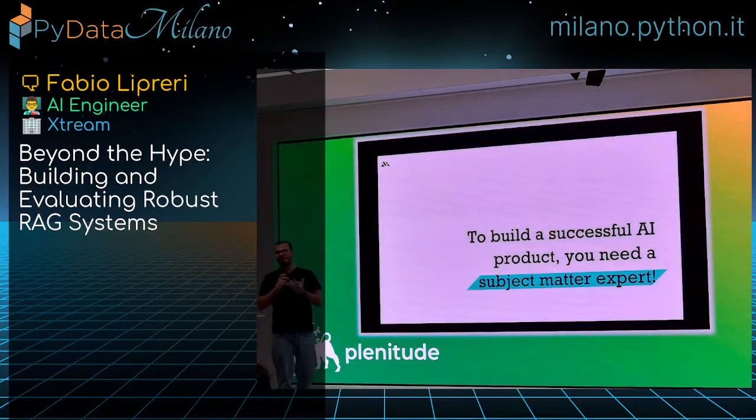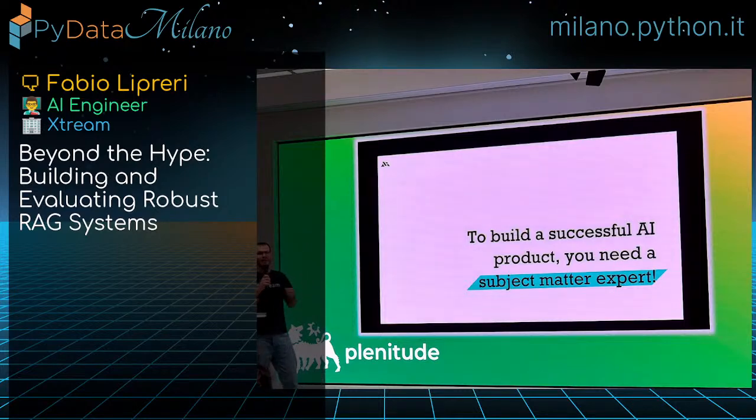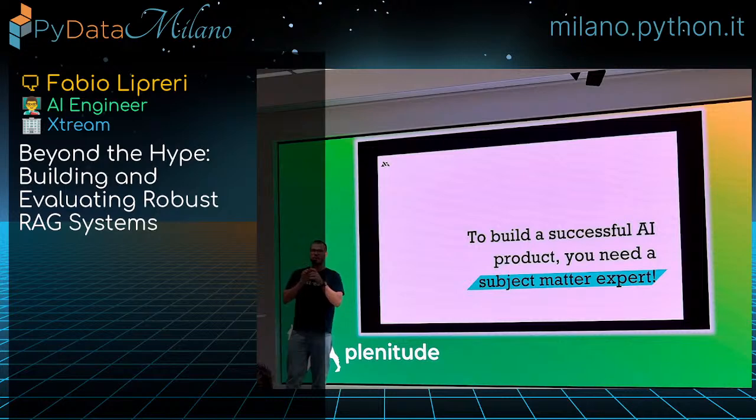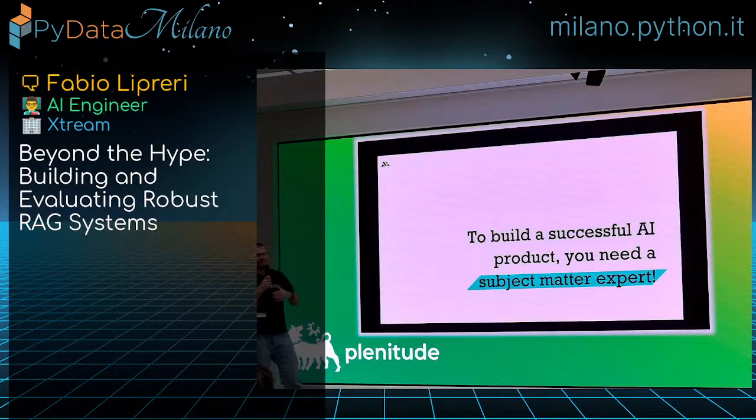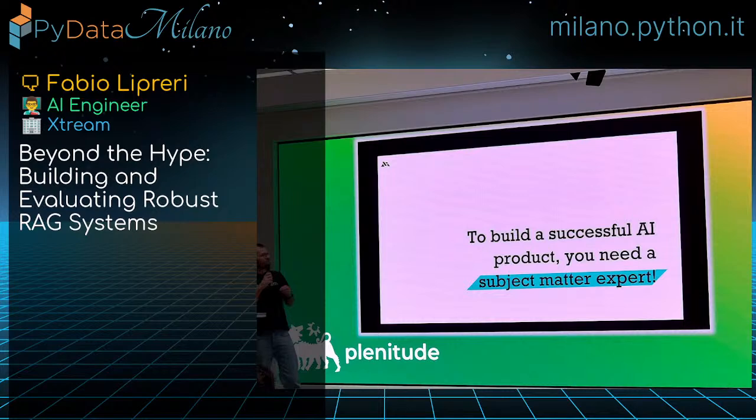The first thing that you should have when you are building and you want to evaluate an AI product is a subject matter expert. If you are building a product that replies to your employees for human resources, you could involve the HR manager. If you are building a chatbot that must reply to technical questions, you must involve the IT of the company.